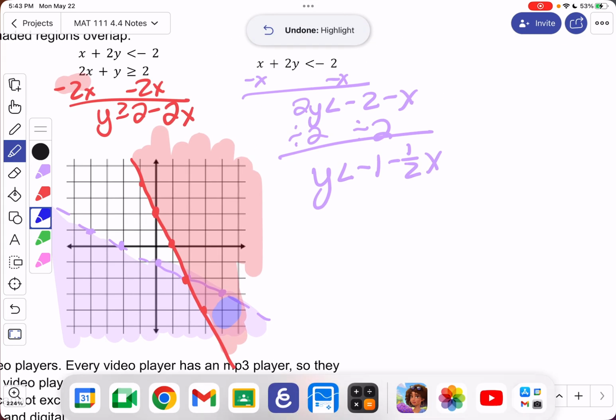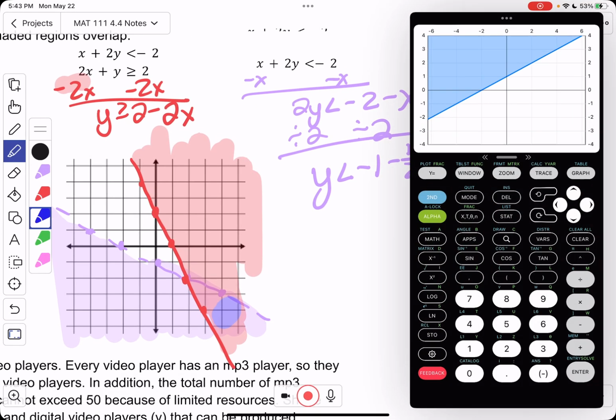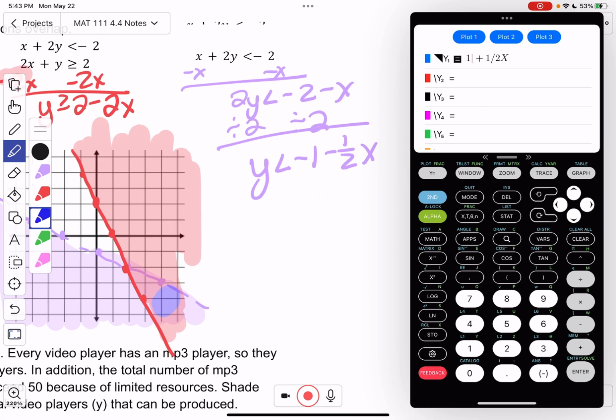If I wanted to do that on my calculator to check, or just that's how I wanted to do it, I'm going to put the purple one in y1. So -1 minus 1/2 x. And this should be less than.